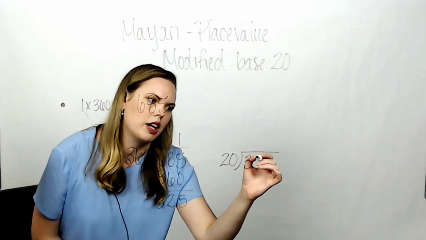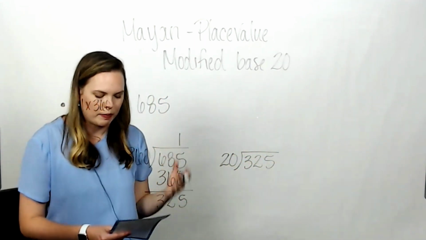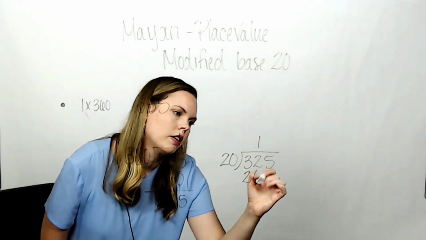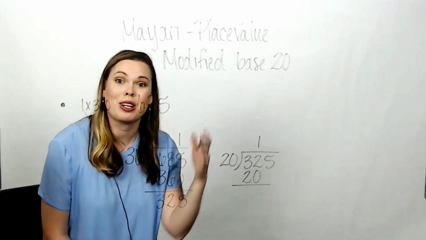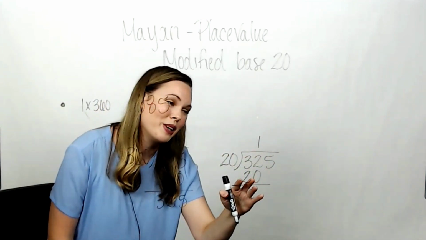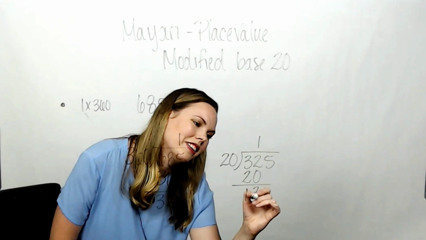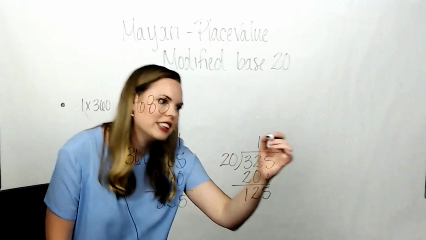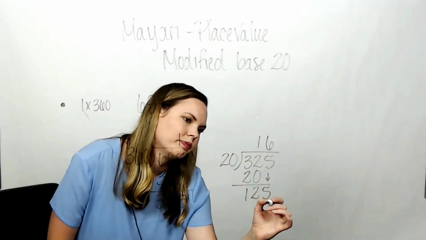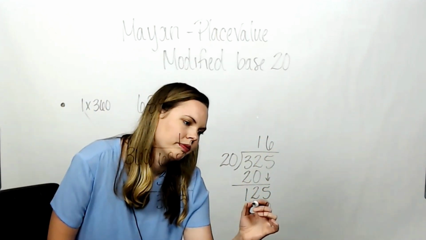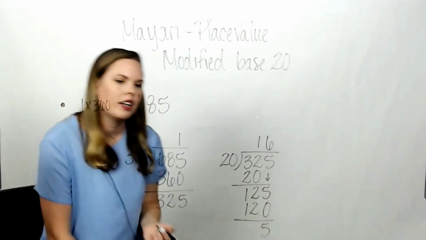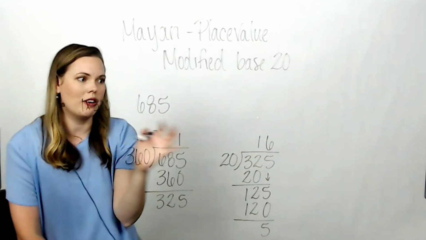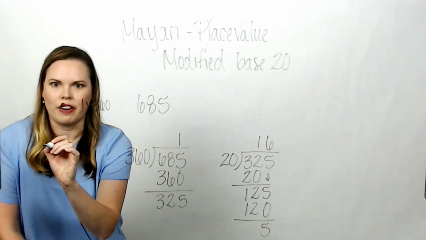will go into 325. Once again, it can be as big as 19. So 20 goes into 32 one time, because at 20 it would go up to the next place value. We've done something wrong. Okay, we're at 125, and it goes in 6 times. So this is how many 360s. This is how many 20s. So I'm going to go ahead and write that, 16.